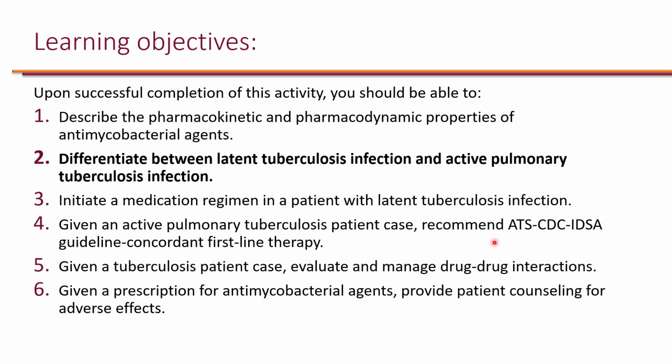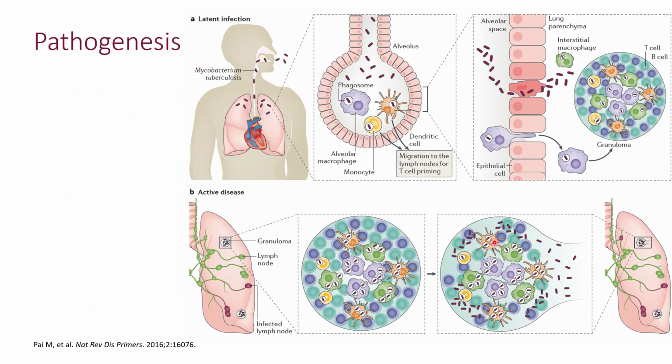We described the pharmacokinetic and pharmacodynamic properties of antimycobacterial agents. Now let's differentiate between latent tuberculosis infection and active pulmonary tuberculosis infection. The infection begins by inhalation of bacteria through the nose or mouth and then into the lungs.